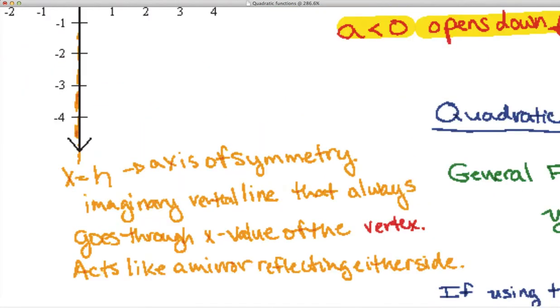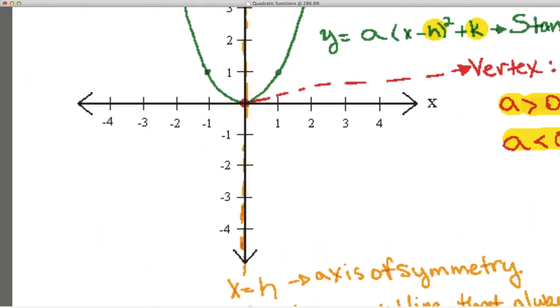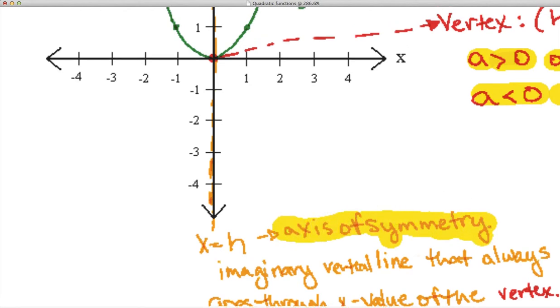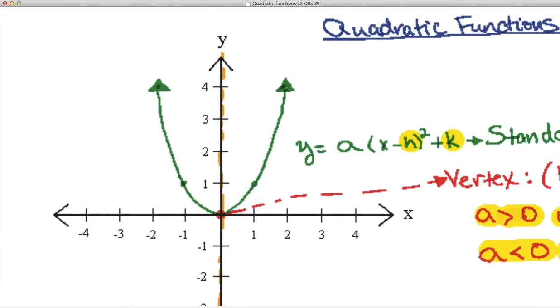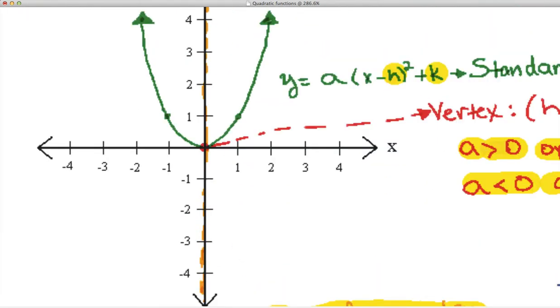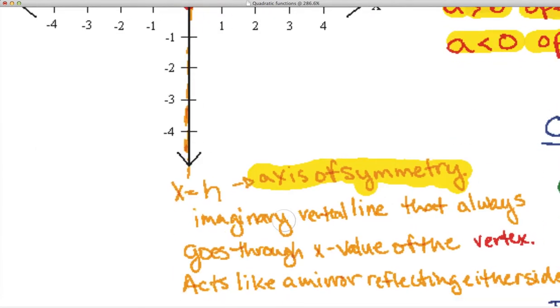Now there's an interesting little axis of symmetry here. This axis of symmetry basically is a vertical line that goes through the x value of the vertex. In this case, since the vertex is (0, 0), it would be x equals 0. This h value would be 0. But it's basically a mirror image.